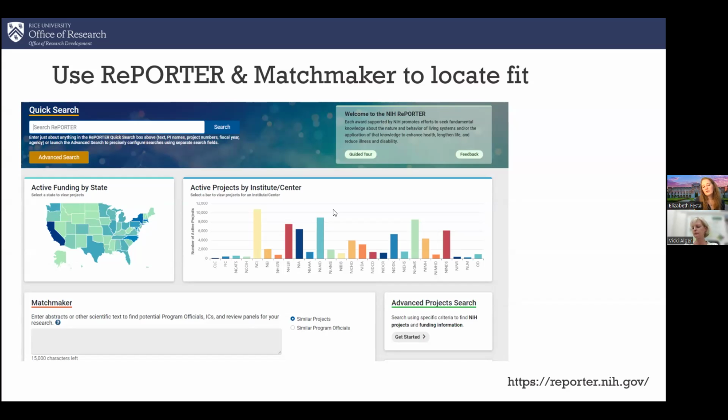You can see in the lower left-hand corner a link to Matchmaker. This is the second way that you can determine fit. You can enter a string of text into the search field or a whole abstract, and it will suggest potential matches for you. So it's a very, very useful tool. I definitely recommend taking a close look at what's been funded lately. And I think that this is a great way to get a little bit of a sense of what institute might be right for you.